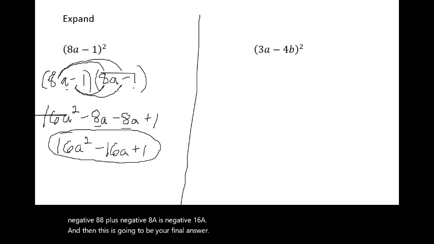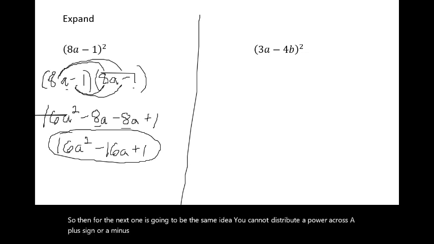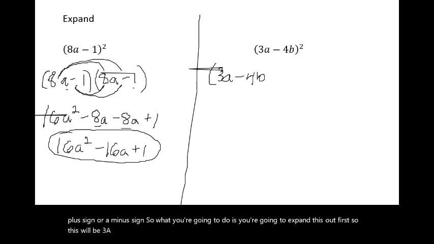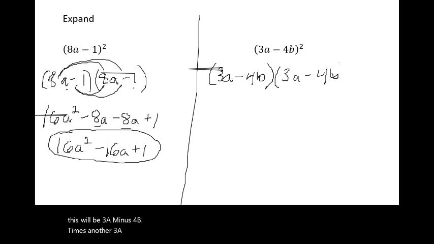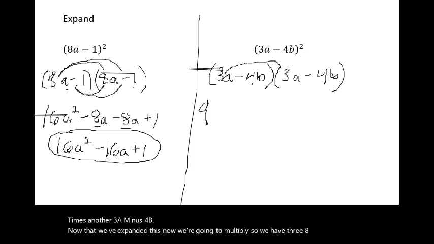So then for the next one, it's going to be the same idea. You cannot distribute a power across a plus sign or a minus sign. So what you're going to do is expand this out first. So this will be 3a minus 4b times another 3a minus 4b. Now that we've expanded this, we're going to multiply. So we have 3a times 3a will be 9. Add the powers, a squared.